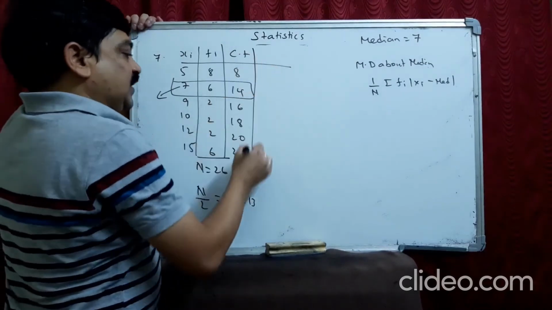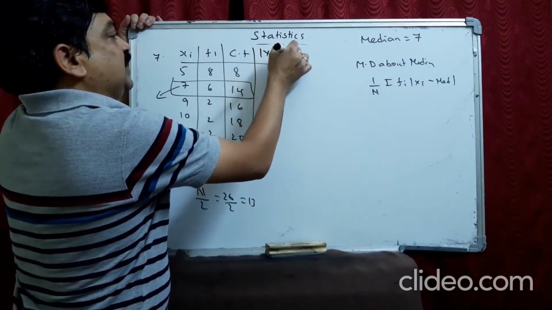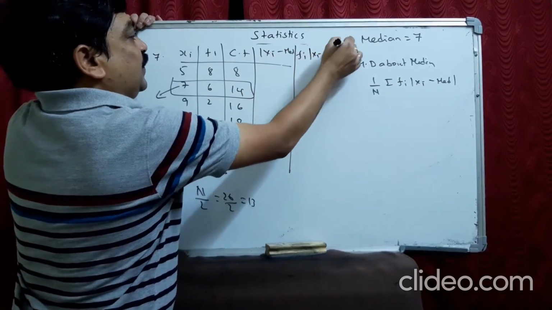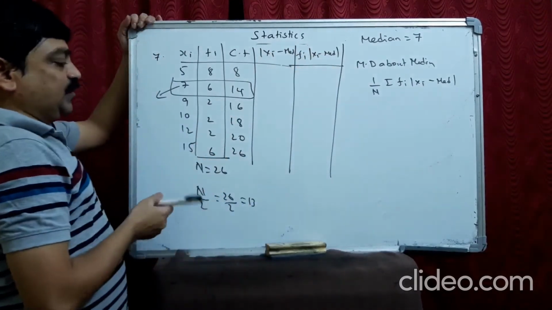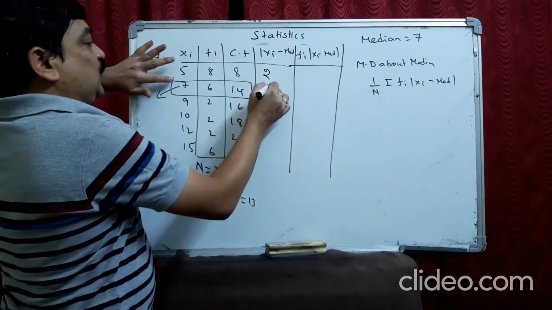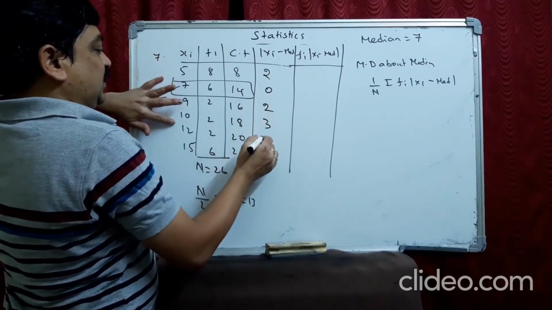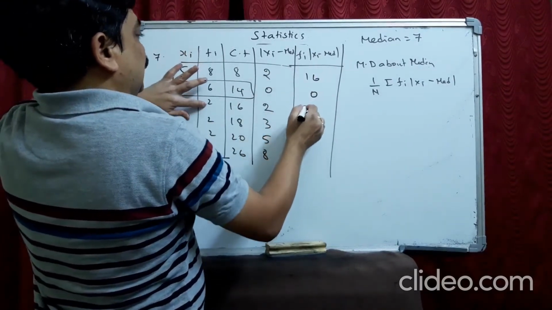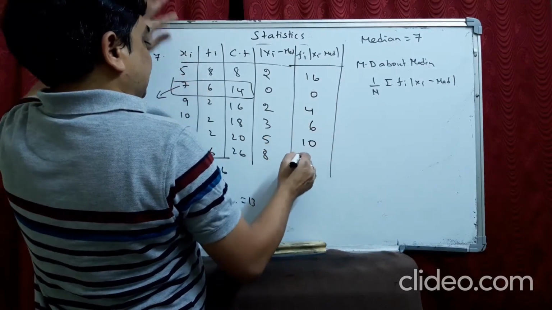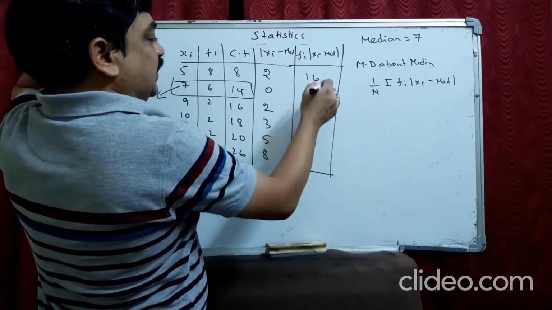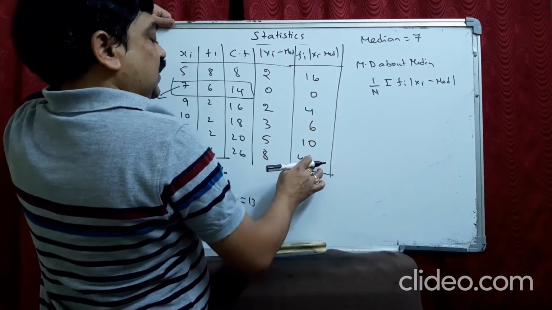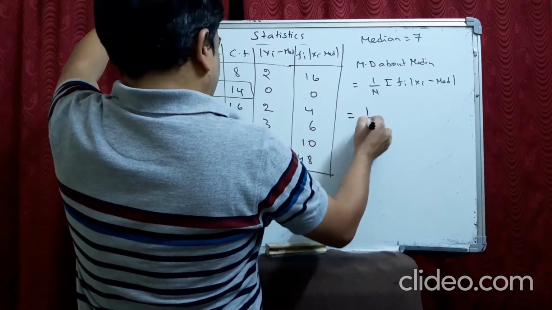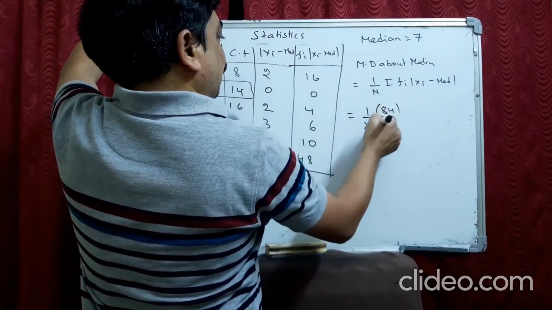When median is 7, the same process we do. Mod xi minus median, and after that fi into mod xi minus median, and we apply here. Xi minus median means 5 minus 7, 2, 0, 2, 3, 5, 8. Now fi into this 16, 0, 4, 6, 10, 48. Now when you add this, 20, 26, 36, 44 plus 40, 84. It becomes 1 by 26 of 84.